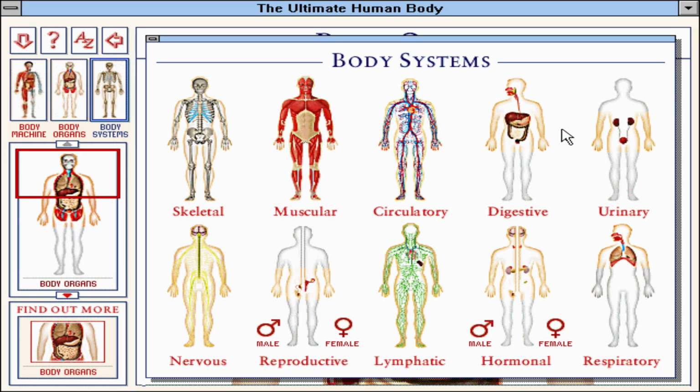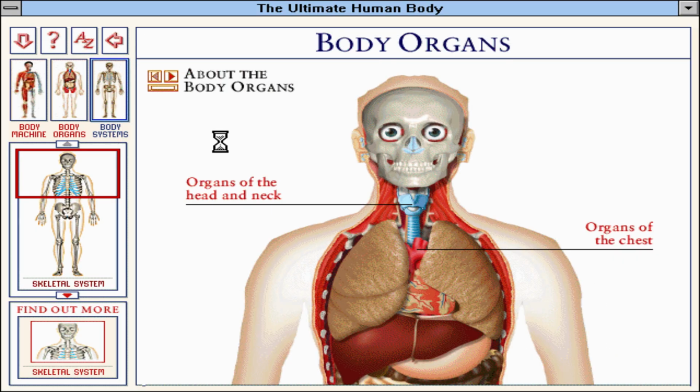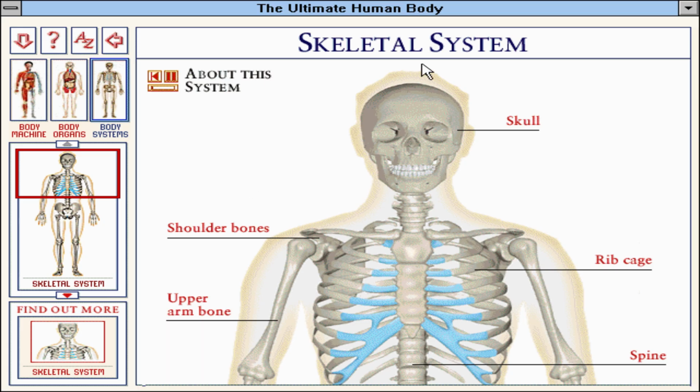Body systems. Your skeleton is your inner strength and support. The 206 bones that hold up the human body provide a flexible framework for your movements, anchorage points for your muscles, and protection for delicate parts like your brain, heart, and lungs.